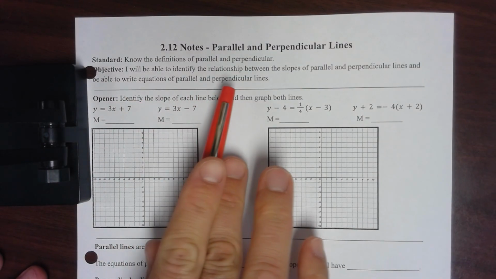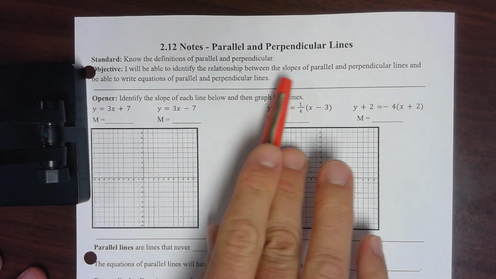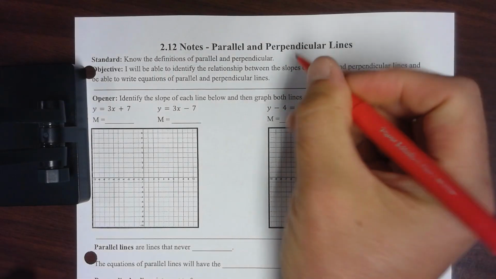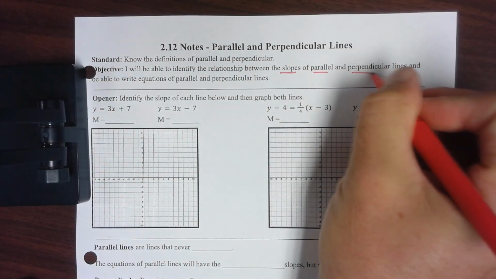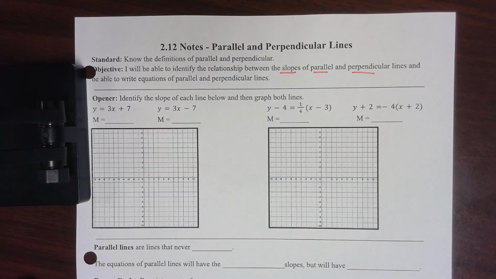So our objective today is identify the relationship between the slopes of parallel and perpendicular lines. That part's important because that's the main thing we'll focus on. Then be able to write equations that are both parallel and perpendicular.